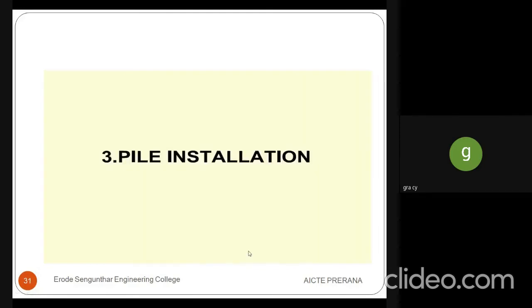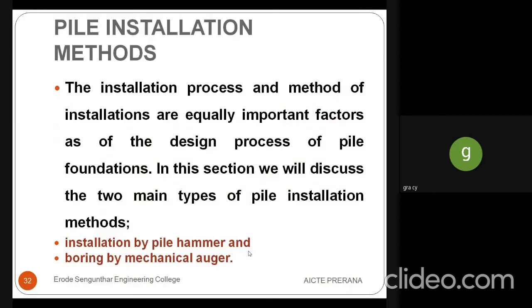Then third topic is pile installation. The installation process and methods of installation are equally important factors as the design process of the pile foundation. In this section, we will discuss the two main types of pile installation method. First one is installation by pile hammer, and second one is boring by mechanical auger.